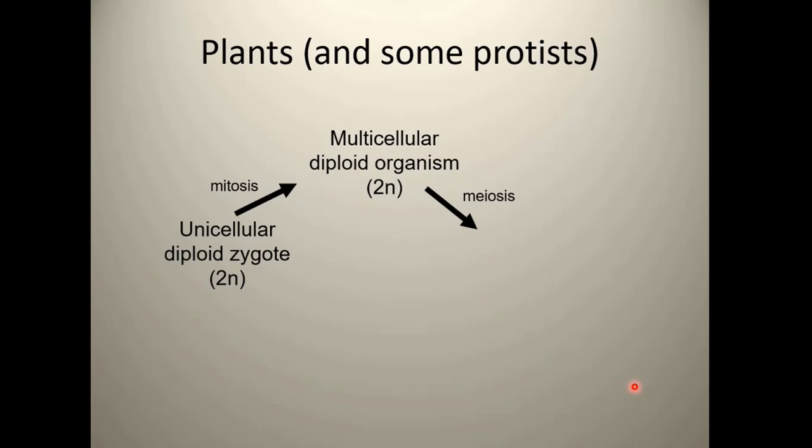So for plants and some protists that are multicellular diploid, this is just a formation showing the formula, where mitosis will go, and the unicellular with the diploid zygote, and meiosis there, and where it falls as unicellular.